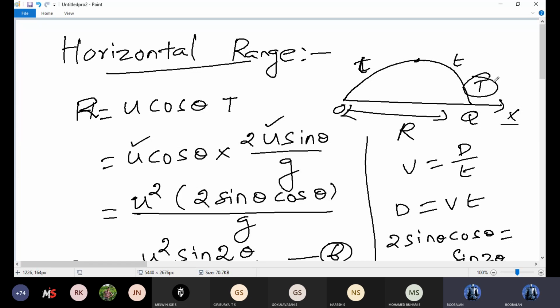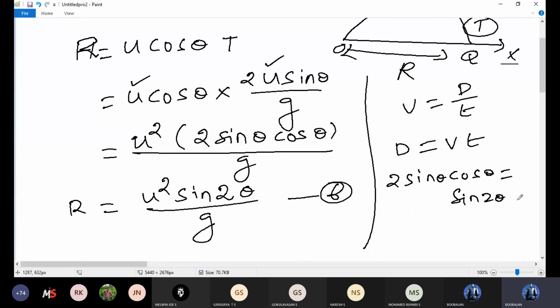So capital T formula 2u sin theta divided by g, times u cos theta, u square cos theta sin theta, 2 sin theta cos theta, which is equal to sin 2 theta. So range R equal to u square sin 2 theta divided by g. Range formula completed. So range, time of flight, time of descent, time of ascent, height, projectile path formula. These are the basic formulas for understanding problems. Once you are clear with these formulas, we go for problems. Okay.